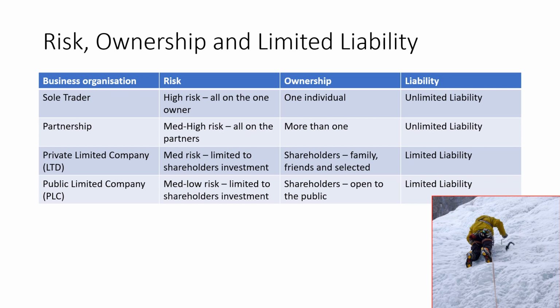With private limited companies, the risk is now medium. If you lose anything, you're just going to lose your investment, so it's limited to the shareholders' investment. It's family, friends, and selected people. Those are the types of shareholders, and they have limited liability. In public limited companies, the risk is medium to low. Again, you only lose your investment. And the ownership is open to all people, so a shareholder can be anyone. And again, they have limited liability.